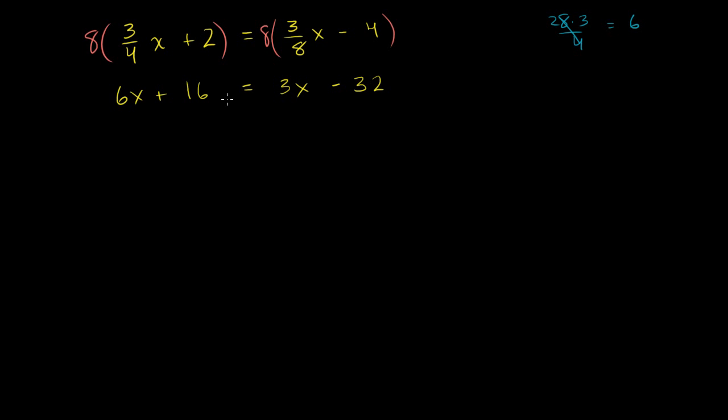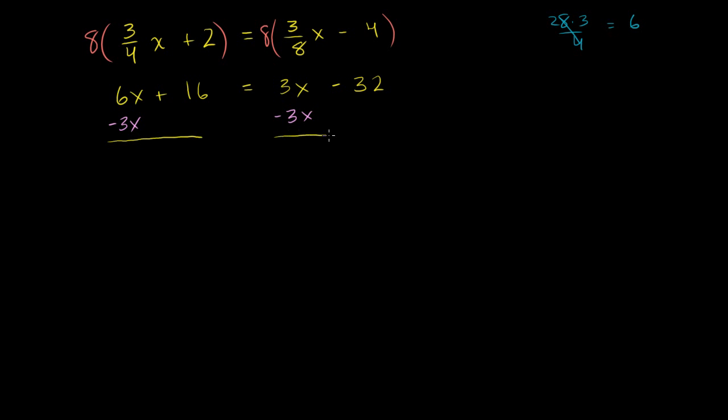And now we've cleaned up the equation a good bit. Now the next thing, let's try to get all the x terms on the left-hand side and all the constant terms on the right. So let's get rid of this 3x from the right. Let's subtract 3x from both sides to do it. That's the best way I can think of getting rid of the 3x from the right.